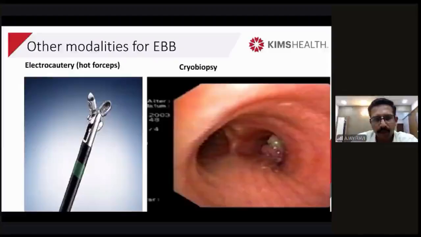Then what are the other modalities for endobronchial biopsy? You can use a hot cautery probe, wherein if it's a vascular, aggressive-looking lesion, you can take a biopsy, and it will also cauterize, so there won't be much bleeding.